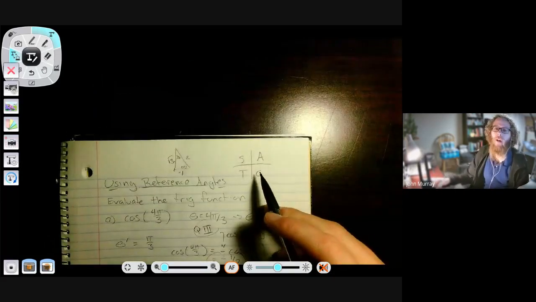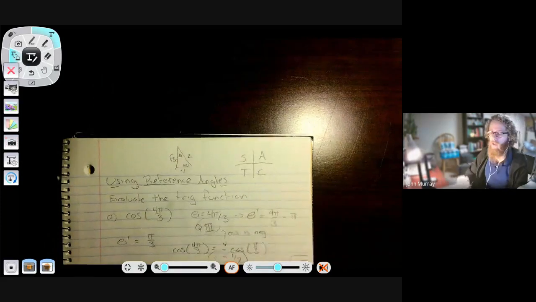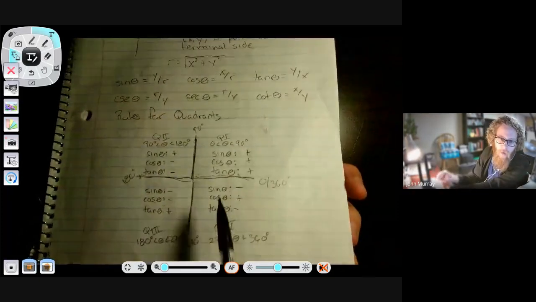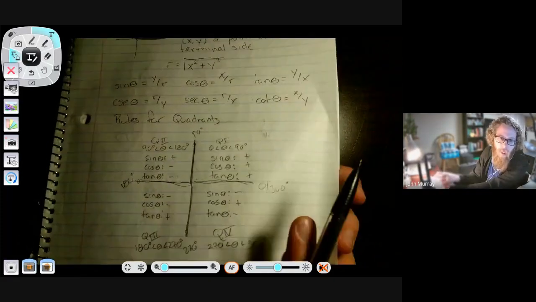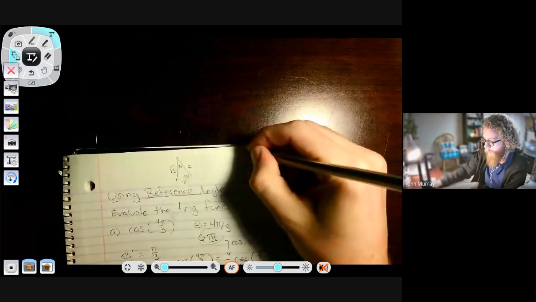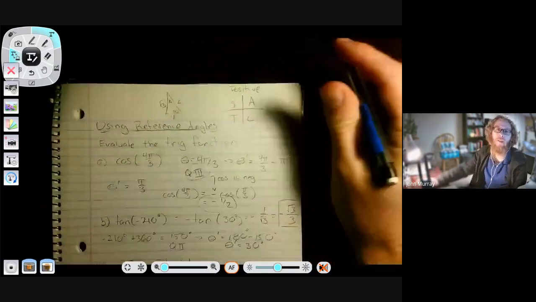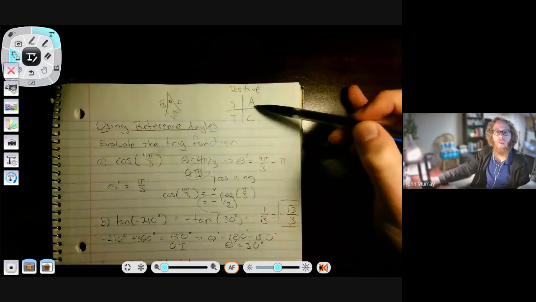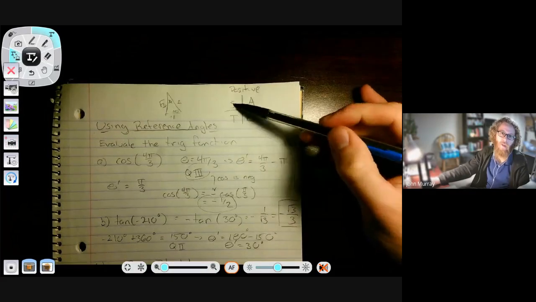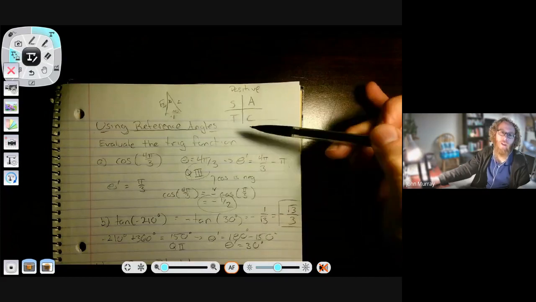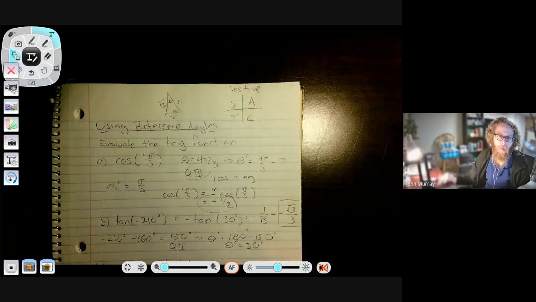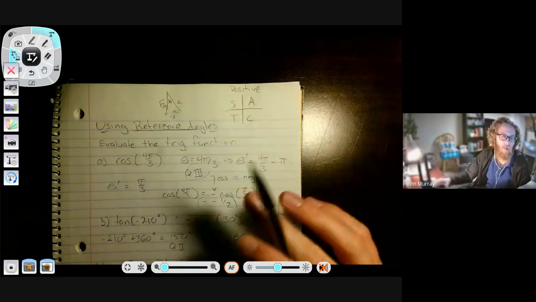this is a quick way to memorize the chart that I gave you before, and I forgot to mention this. Here are our quadrants with what's positive and negative. This is a quick way to tell what's positive. Up here, all is positive, so sine, cosine, and tangent are positive. In this quadrant, sine is positive. In this quadrant, tangent is positive. In this quadrant, cosine is positive. And if you don't see a letter there, everything else is negative.